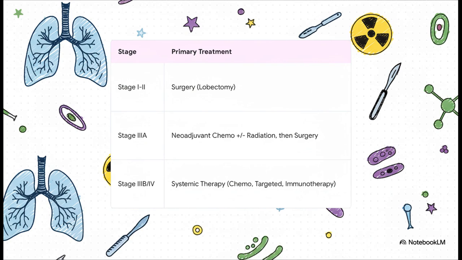For the early stages, I and II, we're thinking cure, and that means surgery. A lobectomy is the go-to. When you get to stage 3A, things get a bit more complicated. Often you'll hit it with chemo first to try and shrink it down before surgery. And by stage 4, well, surgery's off the table for a cure. So we switch gears to systemic therapy: chemo, targeted drugs, or immunotherapy.